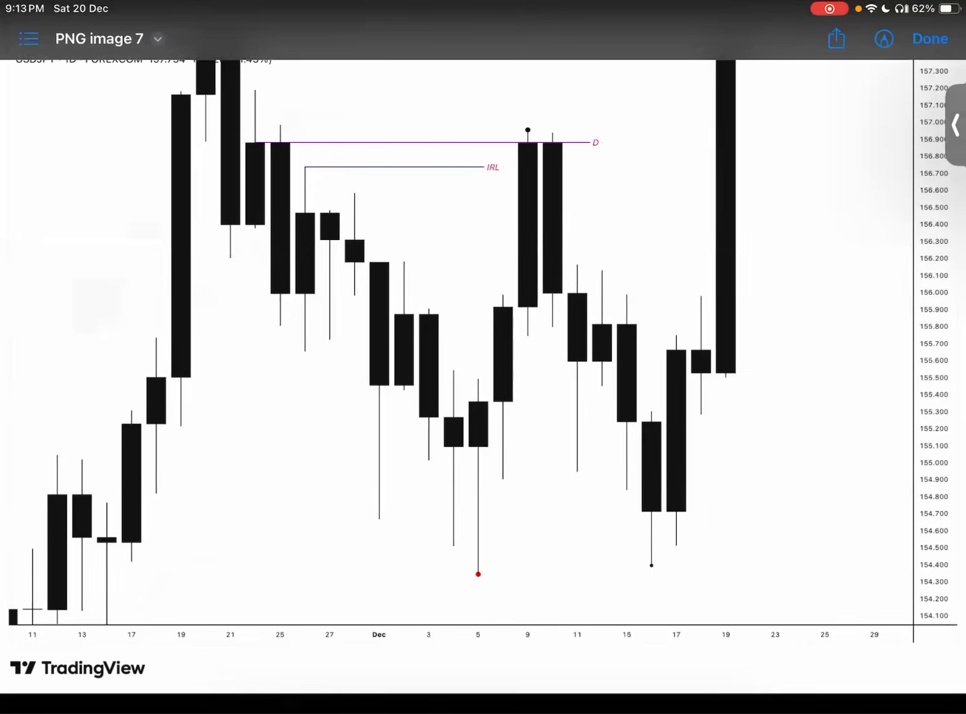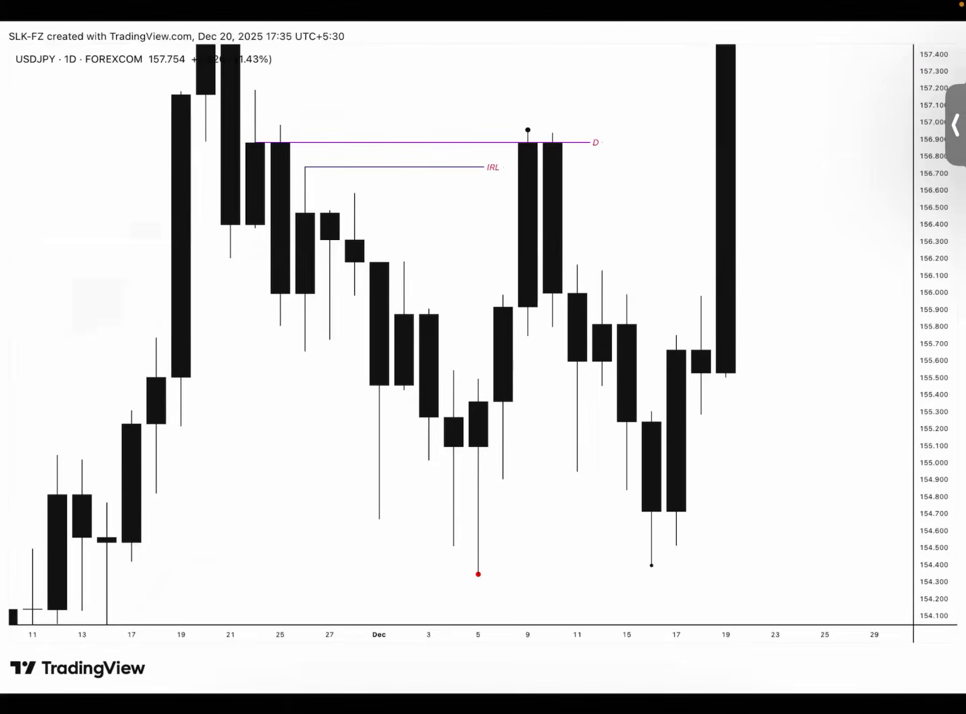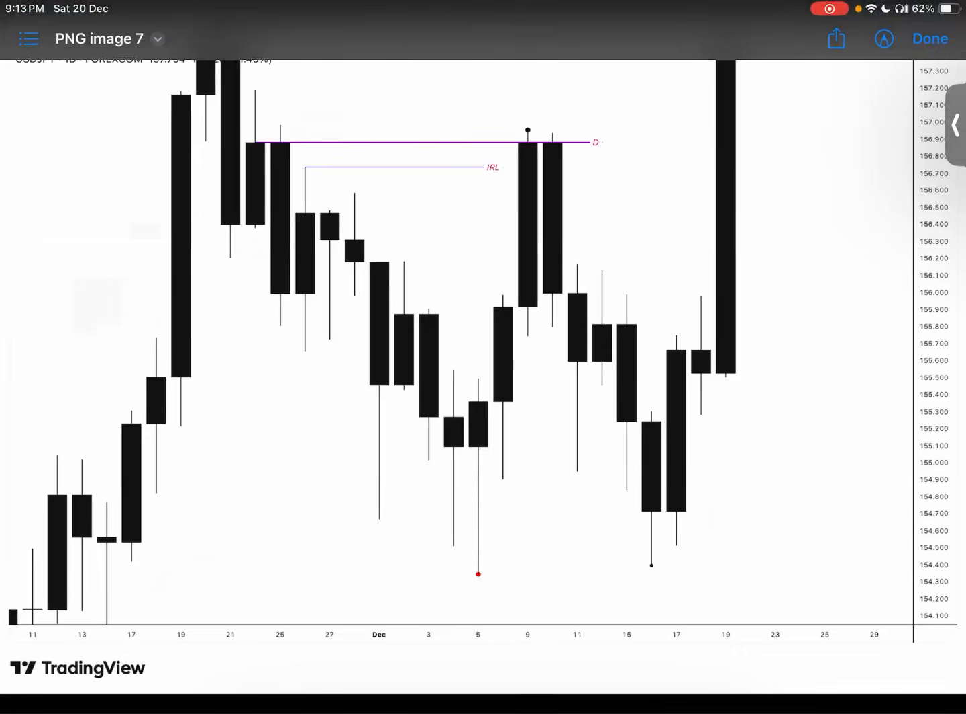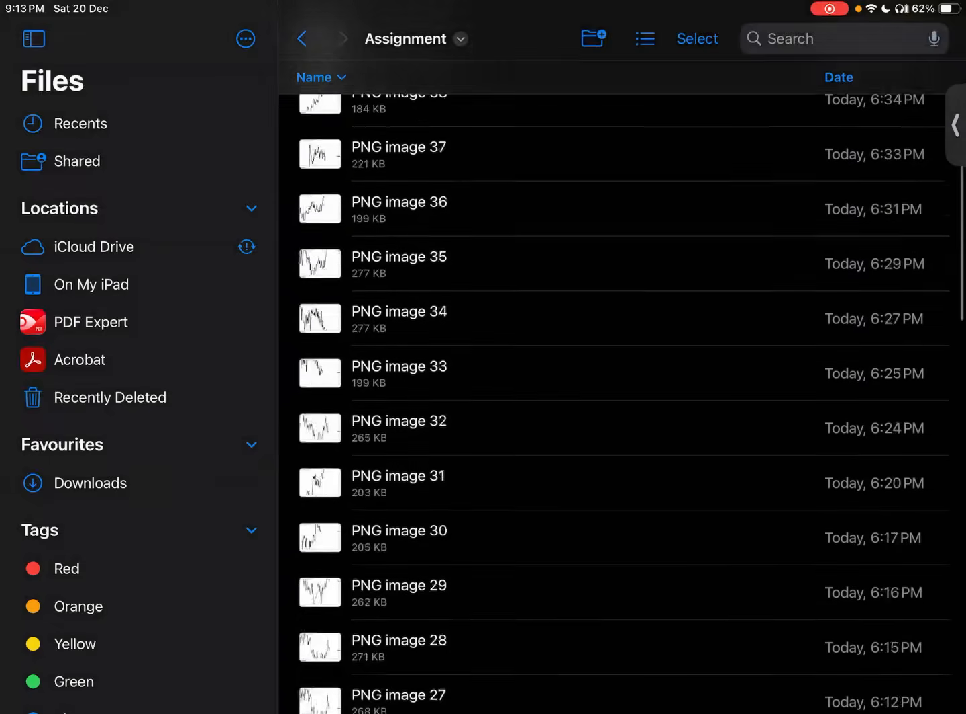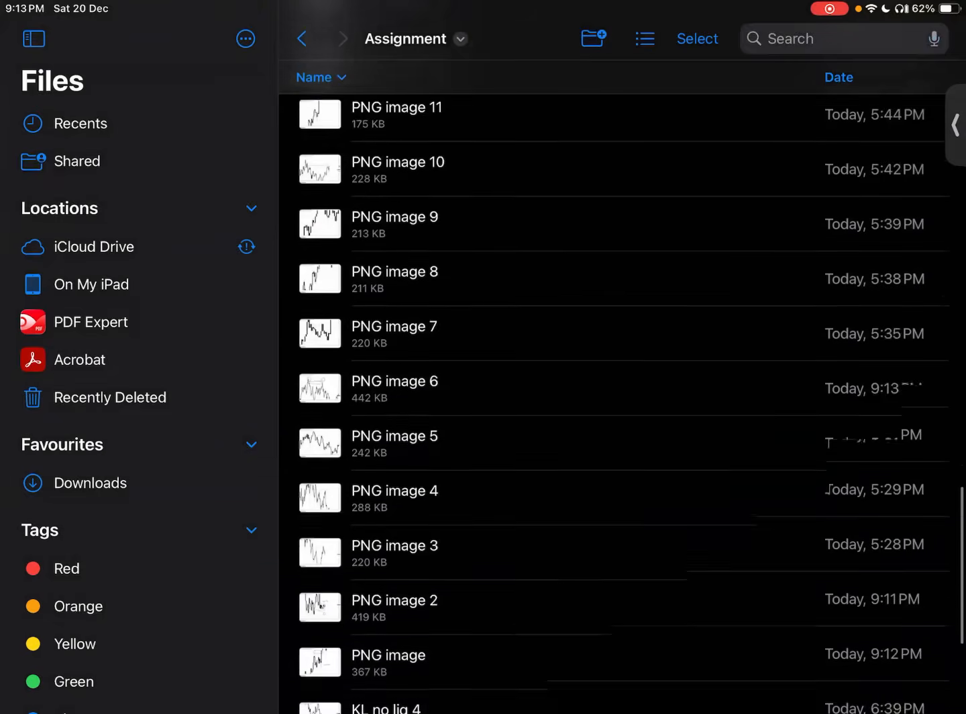So here you can see it takes the internal range liquidity. It is sponsored by a key level and it will give you an expansion move. So here I have almost 50 examples for your studies, showing how the expansion move happens.